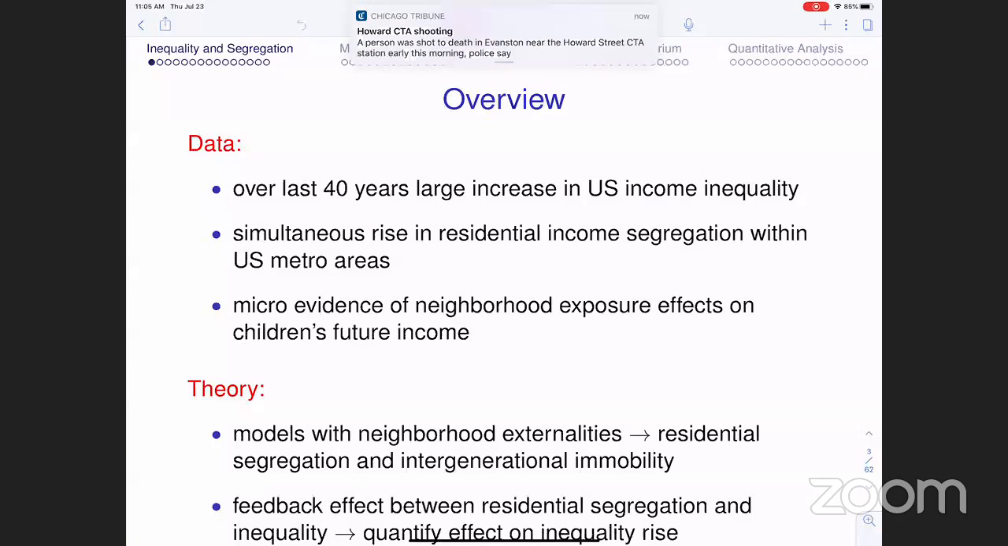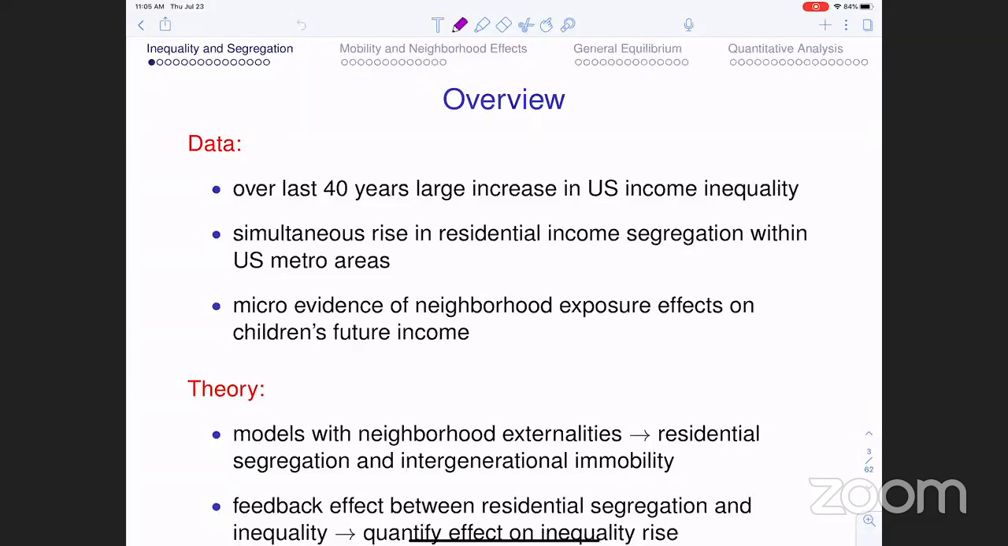And I want to think about how to connect this increase in inequality to the location geography of cities. And in particular, I want to focus on another regularity that has been appearing from the data, which is that at the same time as the increase in inequality, there has been an increase in residential segregation by income within US metro areas. So I'm going to provide some evidence about these two regularities: the inequality increase, and at the same time the increase in segregation by income within metro areas.